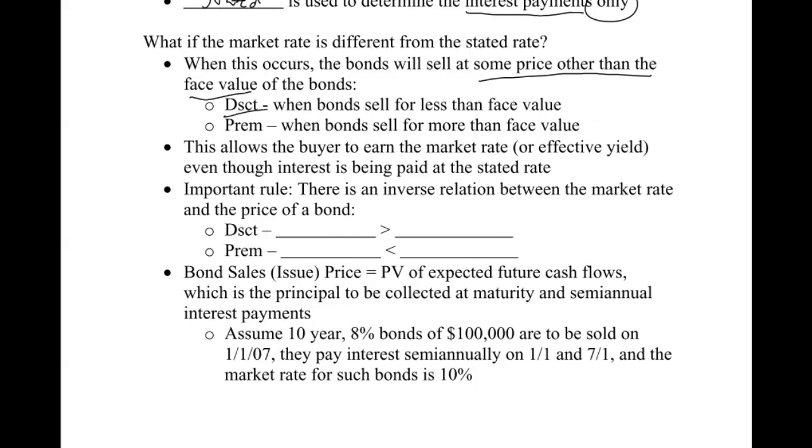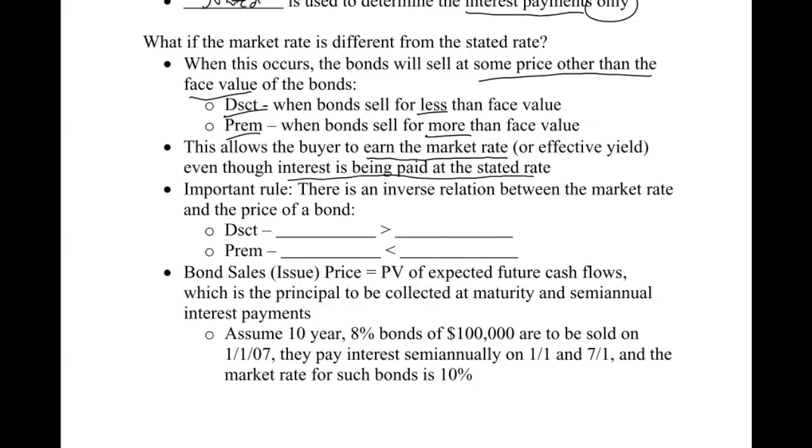So, discount and premium. A discount is just when the bonds sell for less. A premium is when the bonds sell for more than face value. So what determines that? Well, it depends on the rates, and we'll talk about that in a second. But what this does is allow the buyer, our investor, to earn the market rate, even though the interest is being paid at the stated rate.